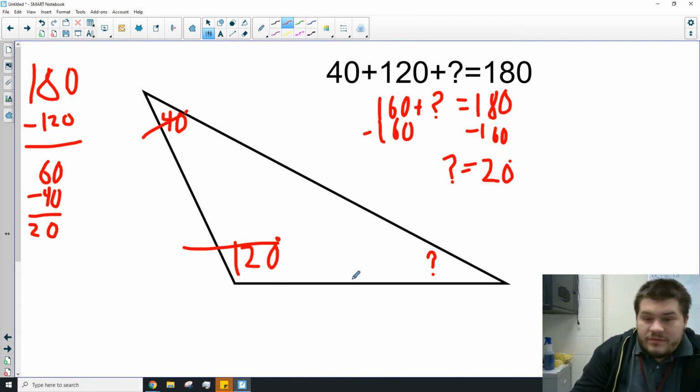This first lesson is pretty straightforward. There are 180 degrees in a triangle. If we know two of the angles, we can always find the third. And that's basically it. If you have any questions, just let me know.